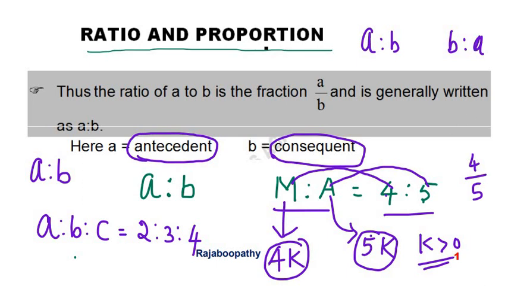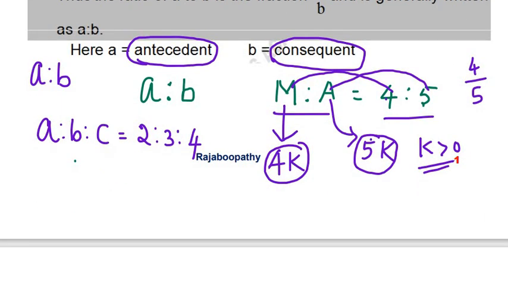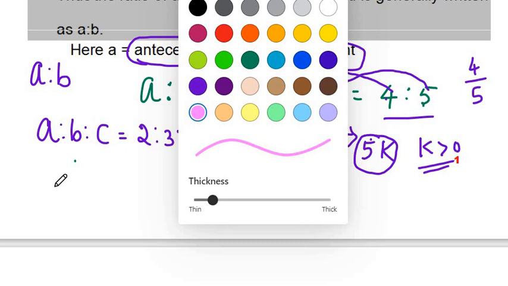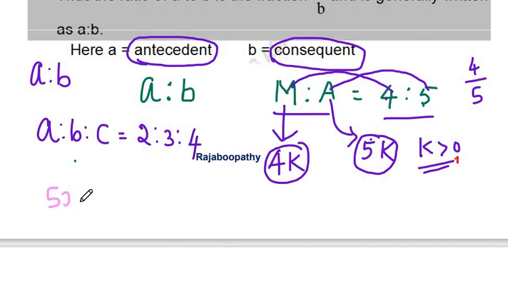Okay. For example, 5x is equal to 7y. Tell me, what is x is to y? What is x is to y? Tell me. 5x is equal to 7y. What is x is to y?